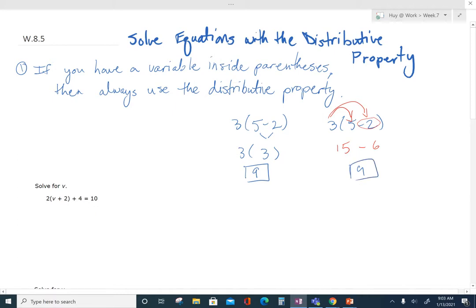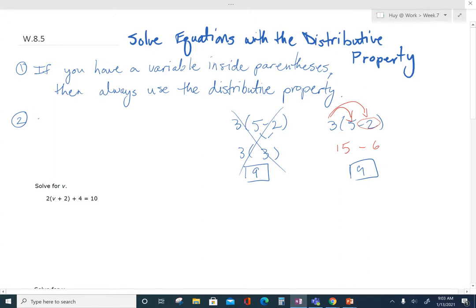You can solve it two ways, and the reason why we need the distributive property is that now we have a variable. So the first way of solving what's inside the parentheses is no longer an option because of that variable. All right. So in this lesson, make sure you use the distributive property, and then you have other options that you're going to have to employ.